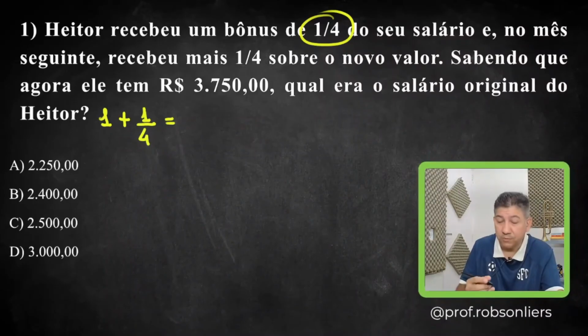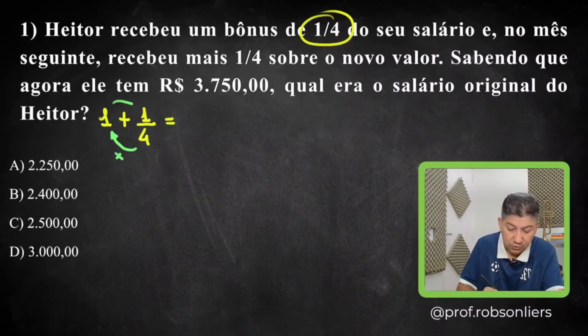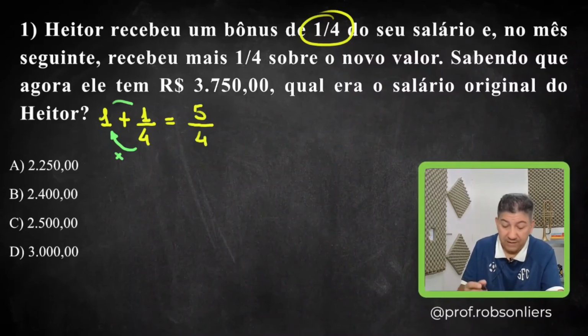Shall we solve it using a mixed number? We take the denominator of the fraction, multiply it by the whole part, and then we add the numerator. So it will be like this. 4 times 1 is 4, plus 1 from the numerator of the fraction, that's 5. So 5 over the denominator, we repeat it. Let's repeat the 4 here. So after this first increase, this first bonus, he ended up with 5/4 of the salary.